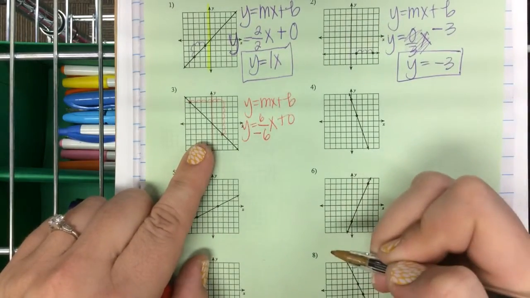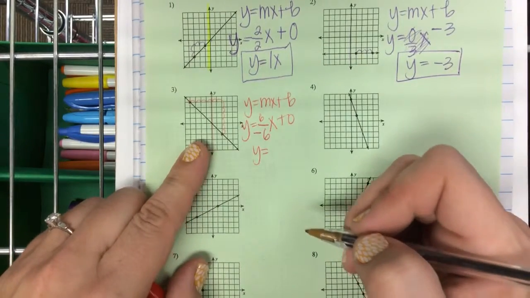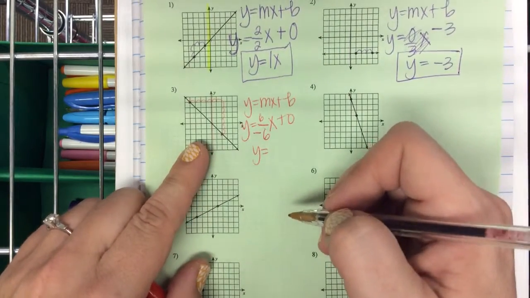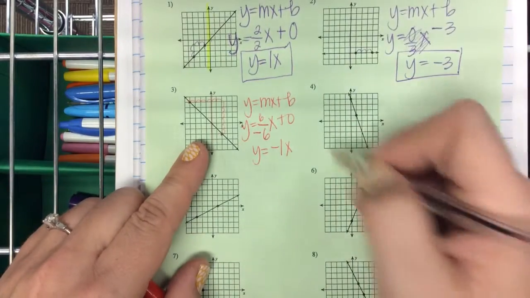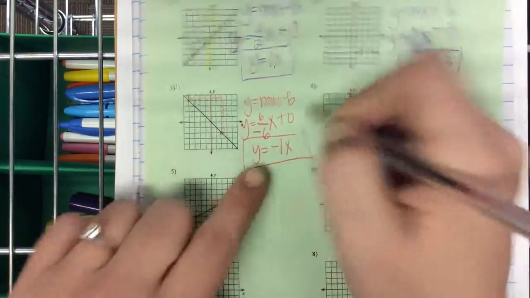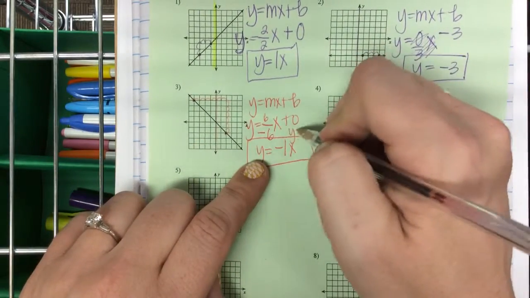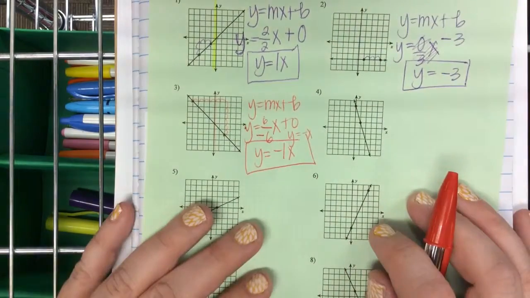Simplify. 6 over -6 is -1x. You can put plus 0 if you want, or you don't have to. You'll also see this written as y equals negative x without the coefficient of 1.